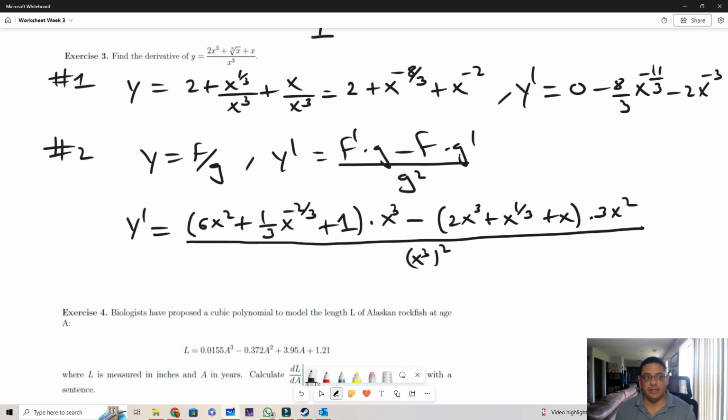Now, you might be wondering, is this really the same as this? And yes, this is going to be exactly this, but you will have to simplify a lot to get from here to here. So we're not going to do that here. I'm just showcasing that you have two different methods that you can use to actually reach that answer.